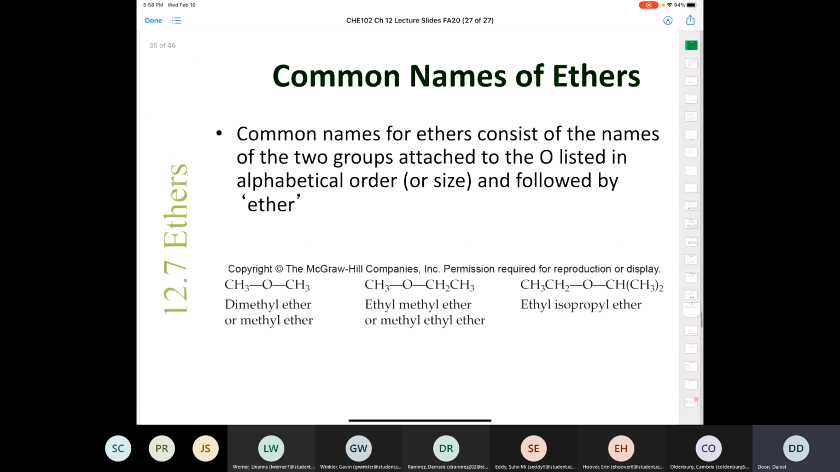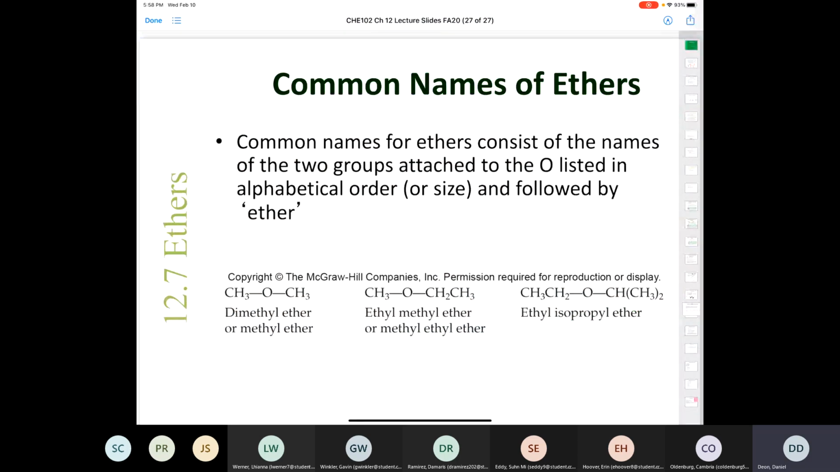All right, let's talk about some ether nomenclature. There's some really interesting ether nomenclature, especially when it comes to common names. Common names for ethers consist of the names of the two groups attached to the oxygen listed in two different possible orders. You can either go by alphabetical order or by size, and then you follow it up with the word ether.